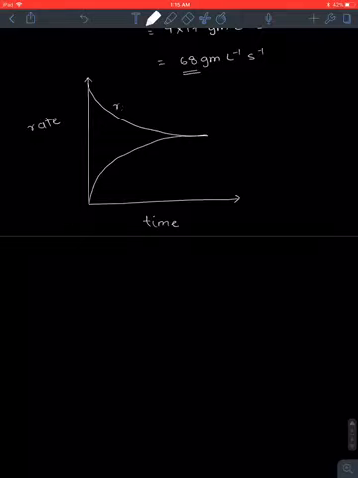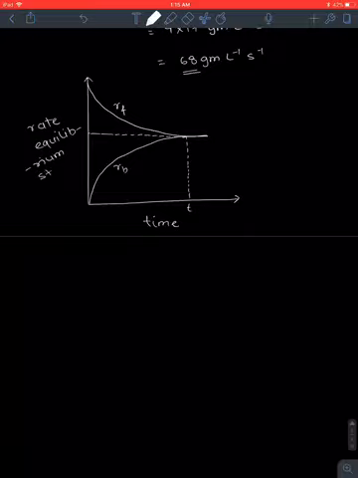Now this is our rate for forward reaction, this is rate for backward reaction, and what we can observe is that at this time t, the rate of forward reaction is equal to what? The rate of backward reaction. And the time at which the rate of forward reaction is equal to rate of backward reaction is what? It is the time taken to attain the equilibrium. And this state is known as what? This state is our equilibrium state.